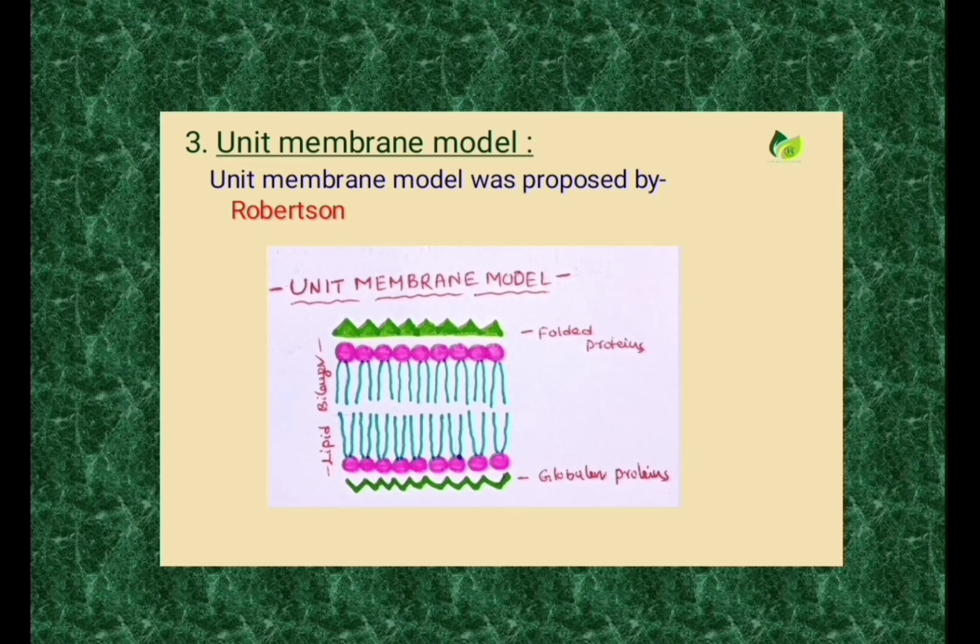So the lipid bilayer has two types of proteins present on either side of it. This model is also called the trilaminar concept. It is similar to the Danielli and Davson model, except that the protein layers at the exterior and interior are different. The proteins present exterior and interior are different. So the unit membrane model was proposed by the scientist Robertson.